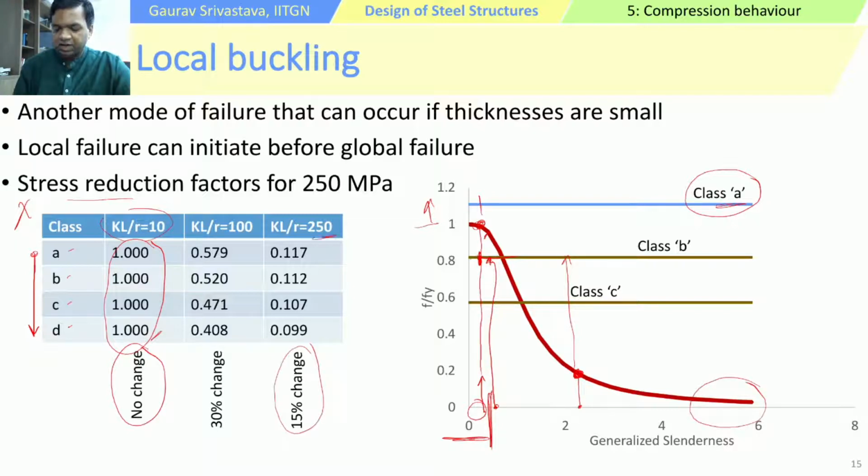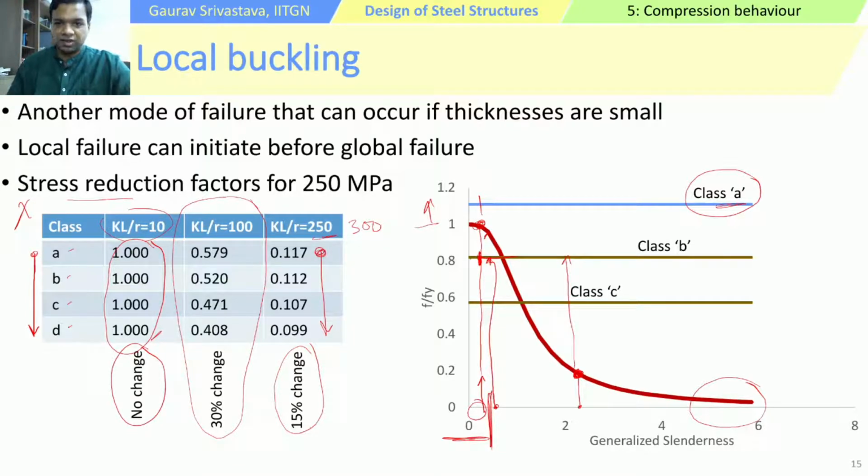So for KL by r equal to 250, it's almost a 15% change in going from A to B in the stress reduction factor. If we were to do a KL by r of 300, it will be even less. So if the generalized slenderness is larger, the effects of local buckling will not be that much, because the global buckling will happen much sooner compared to local buckling.